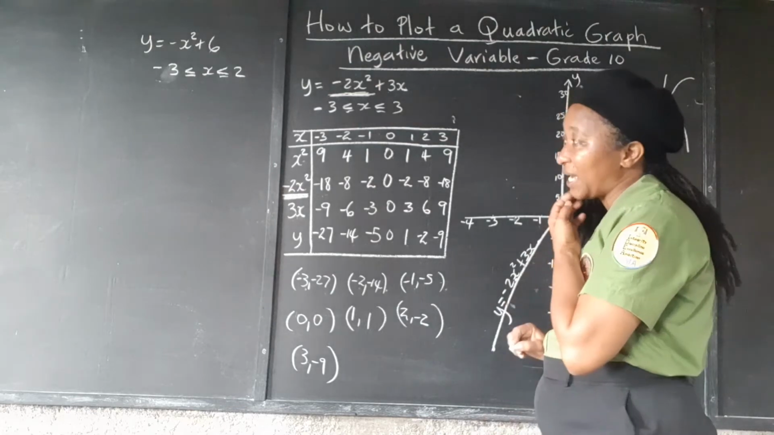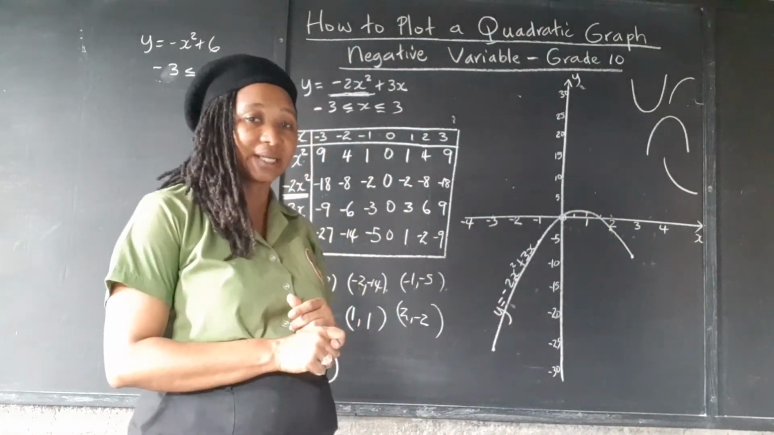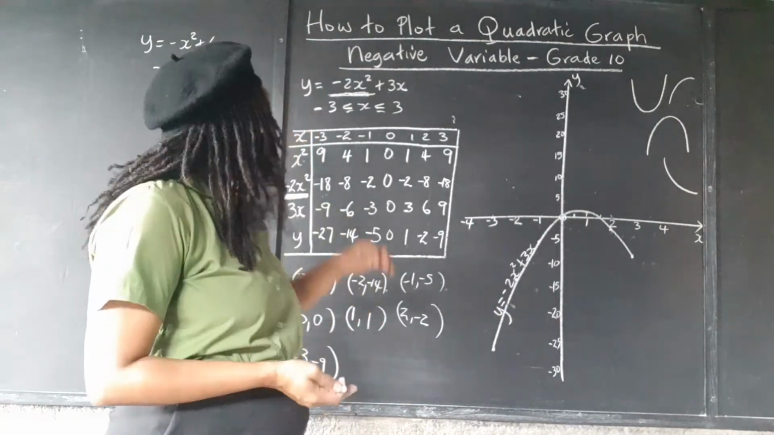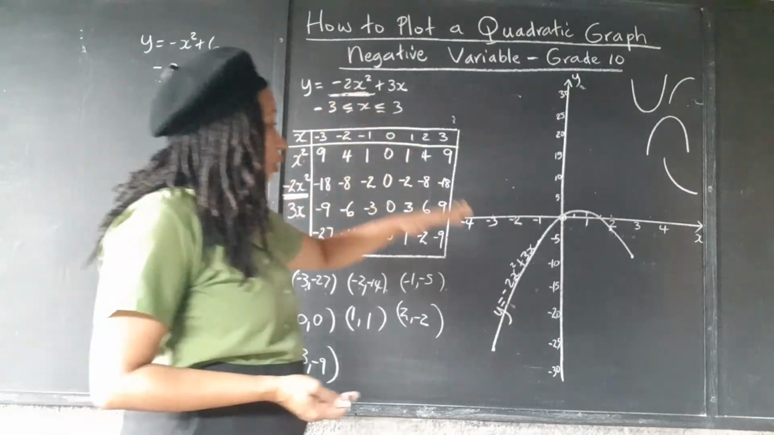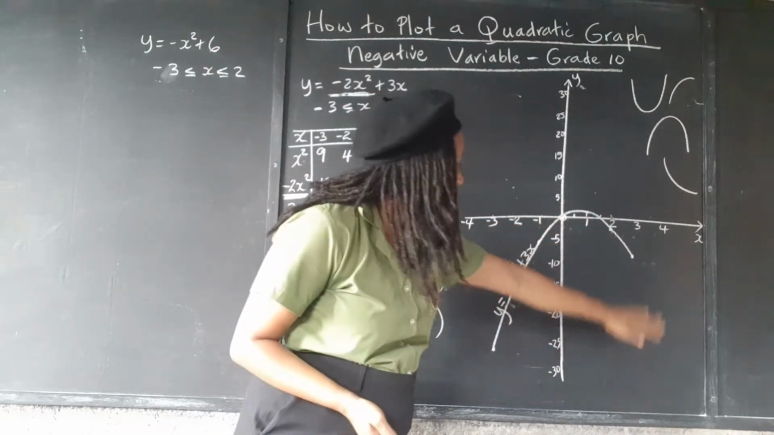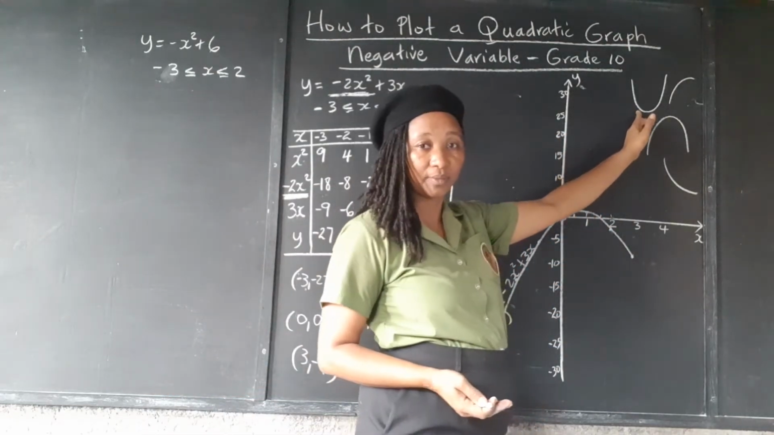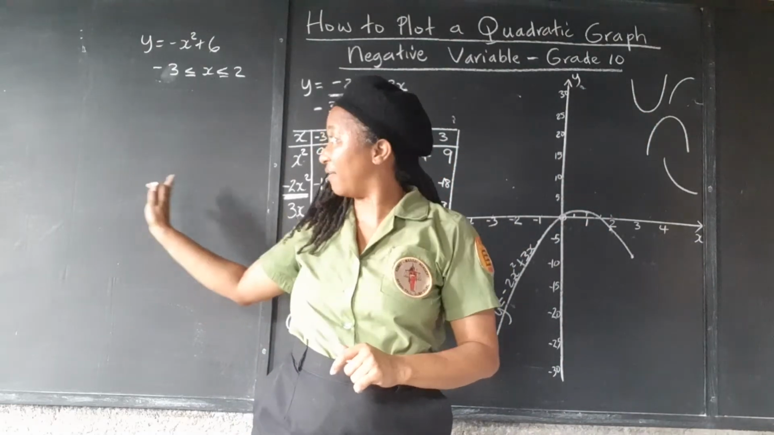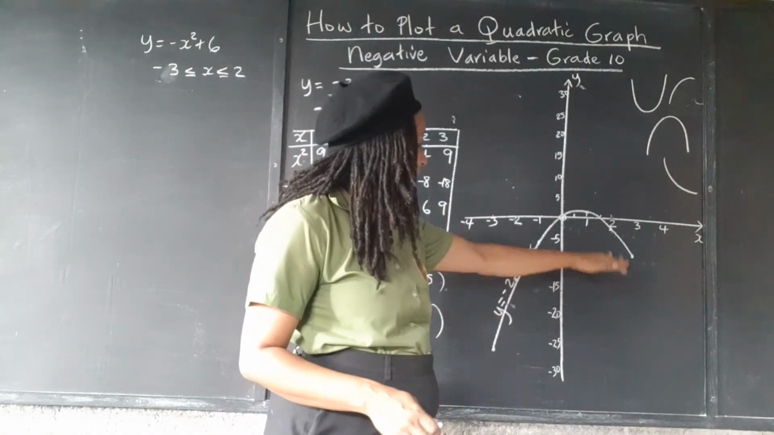Now I want you to take note of two things. Where does the line cross the y-axis, and what is the inclination of the graph? It's a negative coefficient of the x squared term. Notice that the graph is inclined this way. It's not inclined this way. So we're going to do another negative coefficient graph just now, and we're going to see if it's the same inclination.